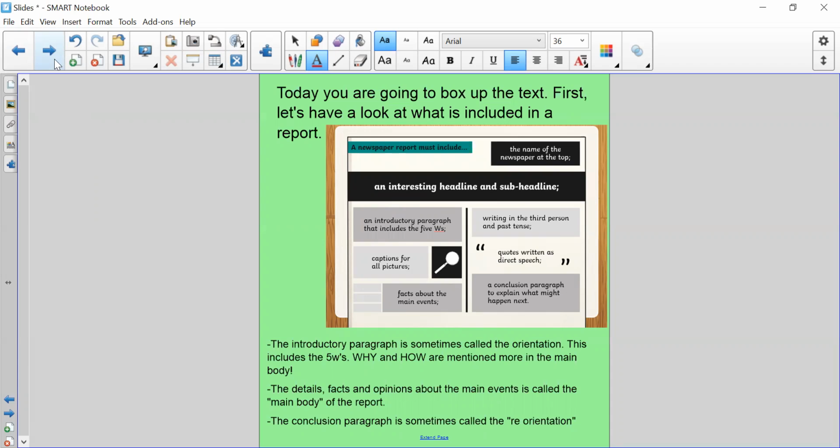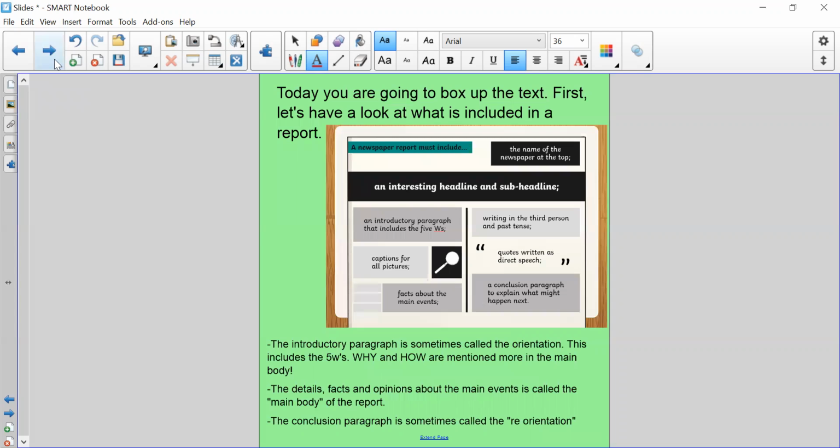So a newspaper report must include the name of the newspaper at the top, an interesting headline and subheadline, an introductory paragraph that includes the 5 W's, captions for all pictures, facts about the main events, writing in third person and past tense, quotes written as direct speech, and a conclusion paragraph to explain what might happen next. And what might be quite good, if you go to the supermarket, just pick up a free newspaper or a cheap newspaper and see if you can identify these features on the front page.